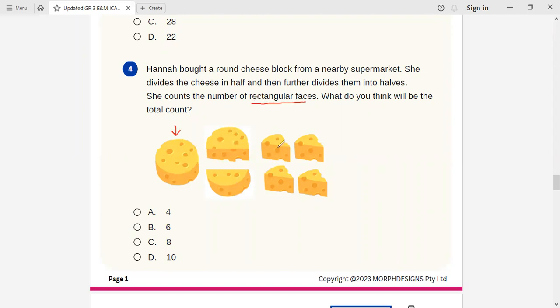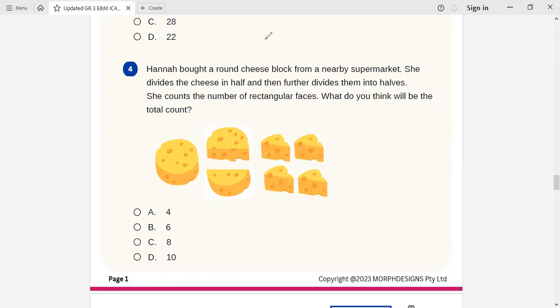So it says Hannah has to count the number of rectangular faces. Now it is very clear from the image that there are 1, 2, 3, 4 rectangular faces. But let us not forget about the faces that will be at the back as well. So for every half that I have, there will be 2 rectangular faces. 1 and 2, 3 and 4, 5 and 6, 7 and 8. So a total of 8 rectangular faces she'll get.